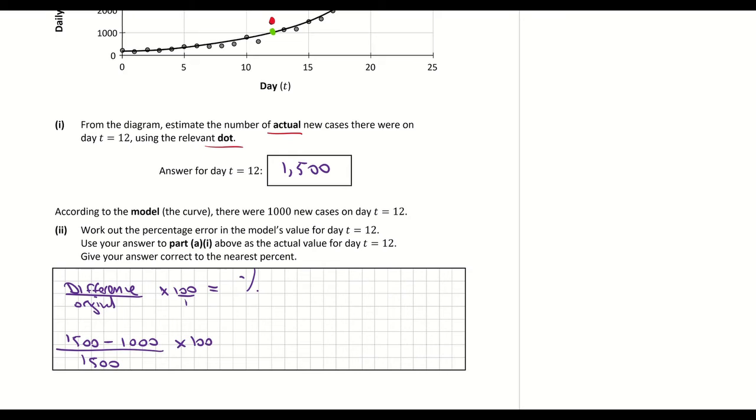And we're timesing that by 100 over 1, and that'll give us our percentage. And when we work that out, we get 500 over 1,500 multiplied by 100 over 1, which is giving me 33.3%. Now the question wants to the nearest percentage, so 33%.